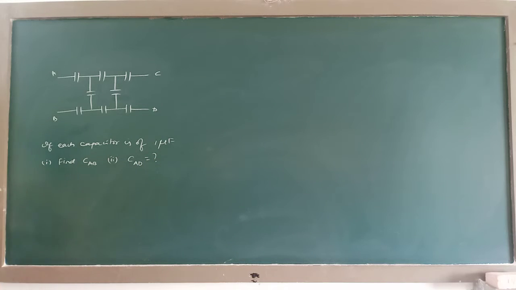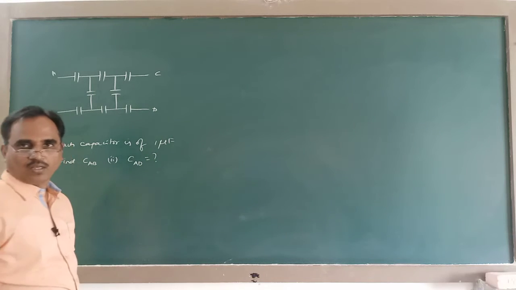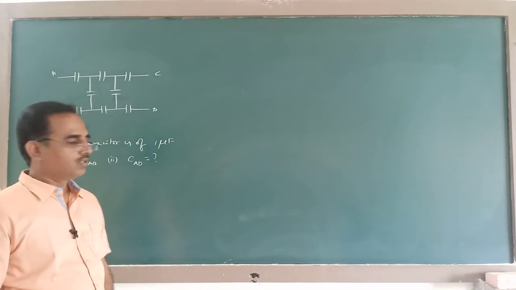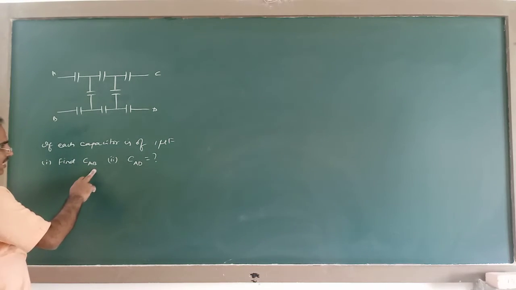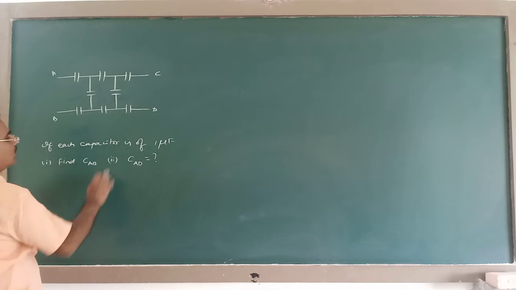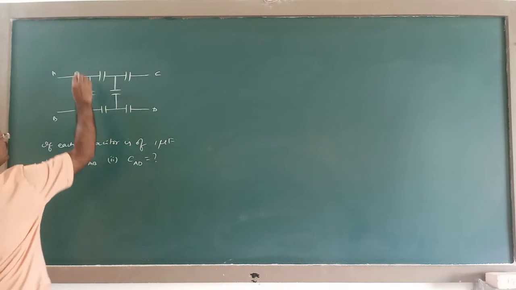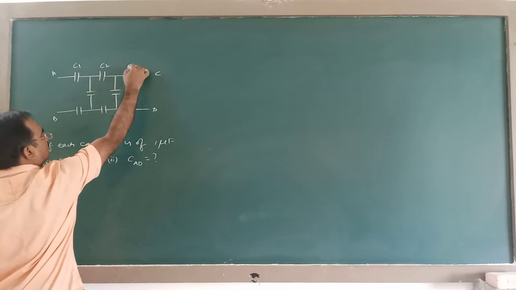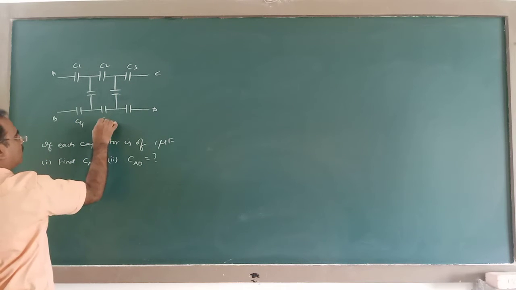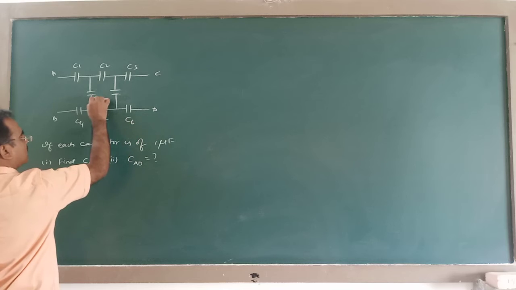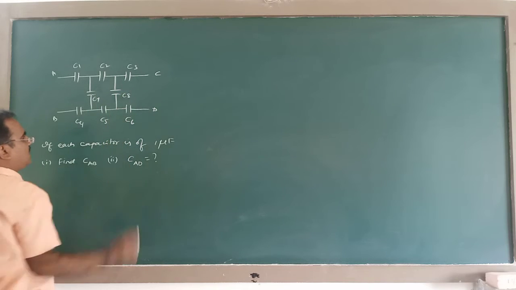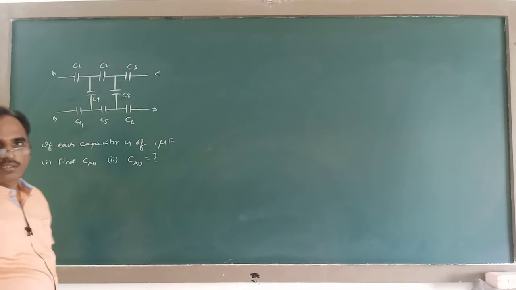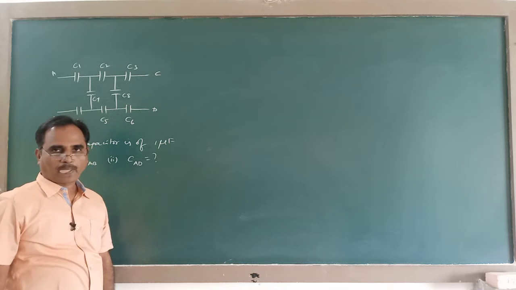There is a network given like this. You are asked to find CAB and CAD. Each one is of 1 microfarad. So this is C1, C2, C3, C4, C5, C6, C7, C8. The capacitors are marked like this.